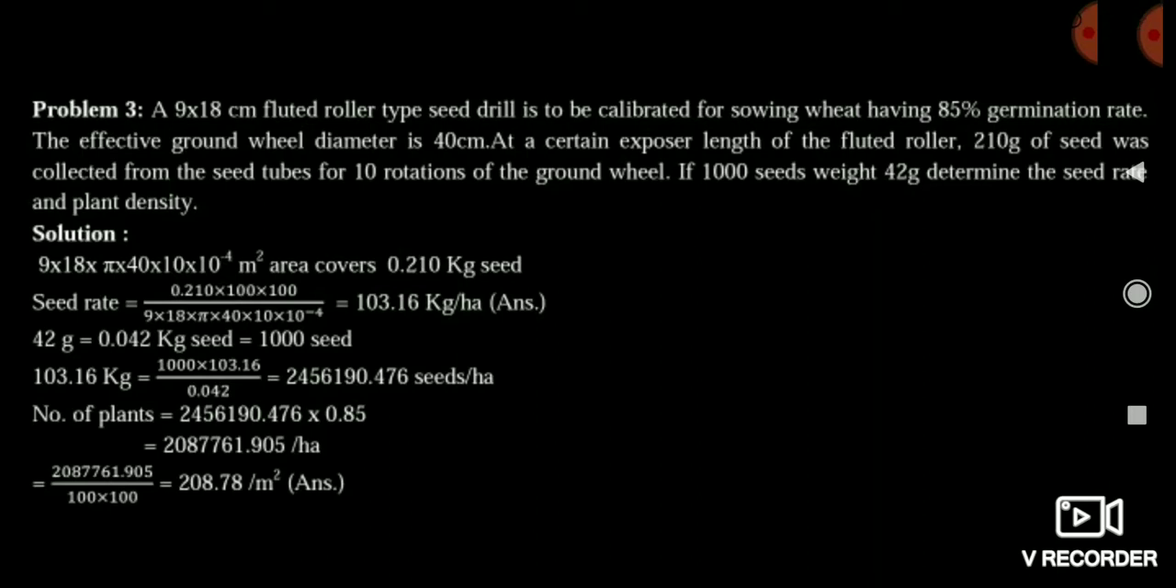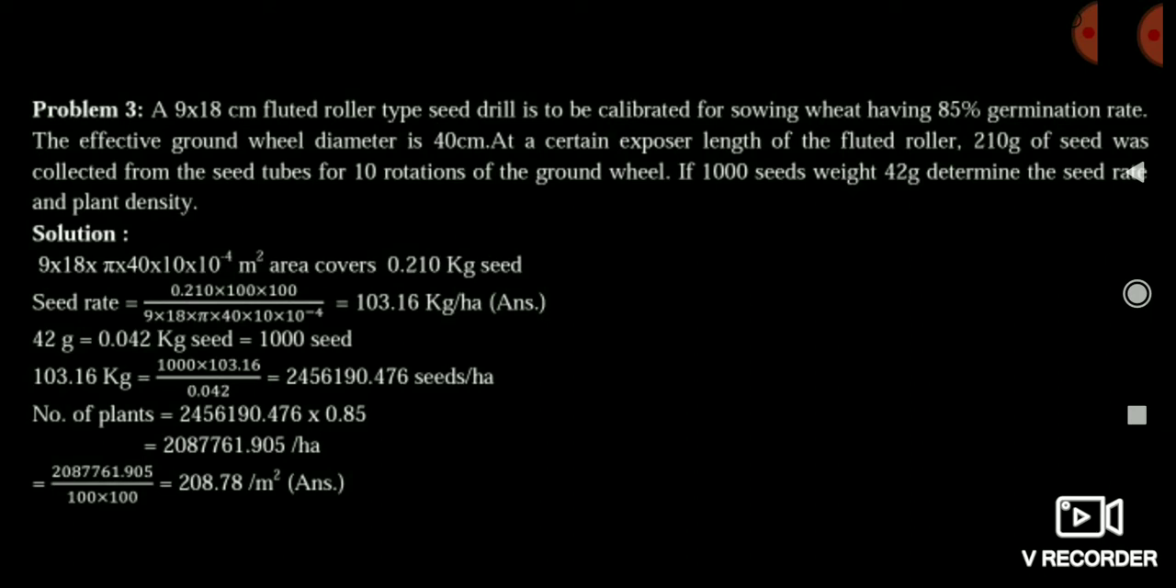See this question. 9 into 18 centimeter fluted rollers means 9 is the number of tubes and 18 centimeter is the spacing between two successive tubes. Whenever it is written like 9 into 18 or 6 into 15, don't be confused that an area is given, it is simply the width that is given. So you should understand it. 9 into 18 means 9 number of tubes and 18 is the spacing between two tubes.